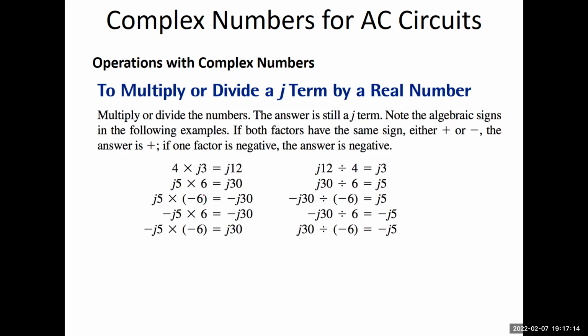So halimbawa, ito, no? So we have 4 times J3, that is J12, J5 times J6, that's J30, J5 times negative 6 is negative J30, and negative J5 multiplied by positive 6 is still negative J30. And negative J5 multiplied by negative 6 will be positive J30. Okay, and so on.